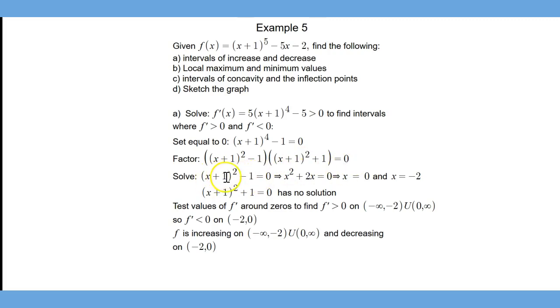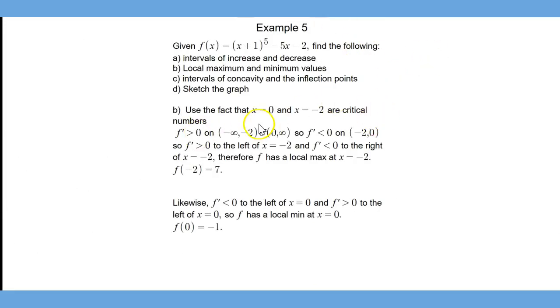So this factor tells me that x equals 0 and x equals minus 2 are critical values. That's when this factor is 0. And this factor is never 0. So these are my two critical values. And I'm going to test the first derivative around these values to see what it's doing. So f prime's greater than 0 to the left of minus 2 and to the right of 0. And f prime's less than 0 between minus 2 and 0. So it's increasing on this interval and it's decreasing on this interval.